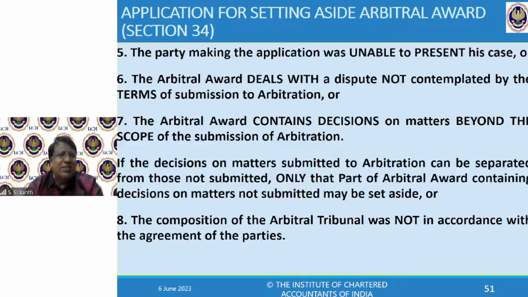But again, be careful. What happens now? In case they have exceeded terms or scope, to the extent of them exceeding only, it will be set aside. The original award, to the extent that it is within the scope and terms, will be valid. If the decisions on matters submitted to arbitration can be separated from those not submitted, only that part of the arbitral award containing decisions on matters not submitted may be set aside. Understand? What is submitted and what is not can be separated. But if these are interlinked, then the whole thing will go. But if it is something that can be separable, then you can say, this part exceeds, this part is clear. Separability is there.